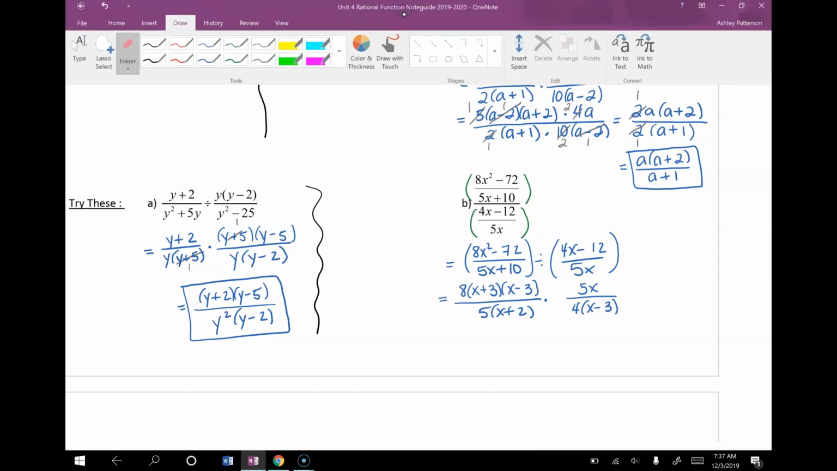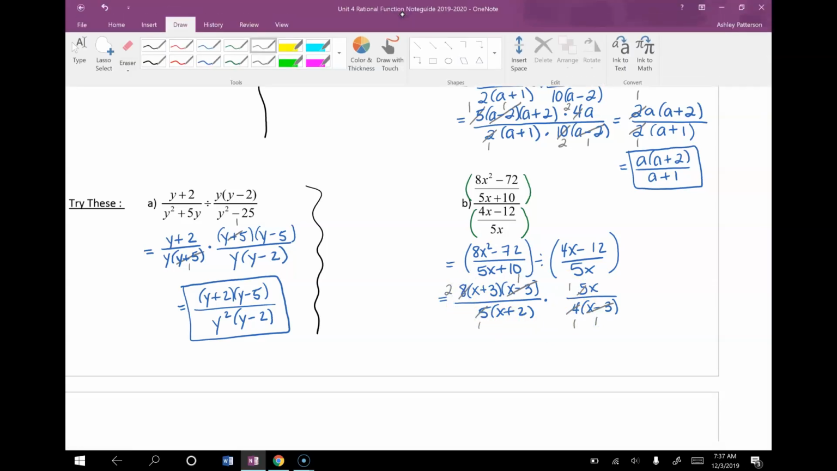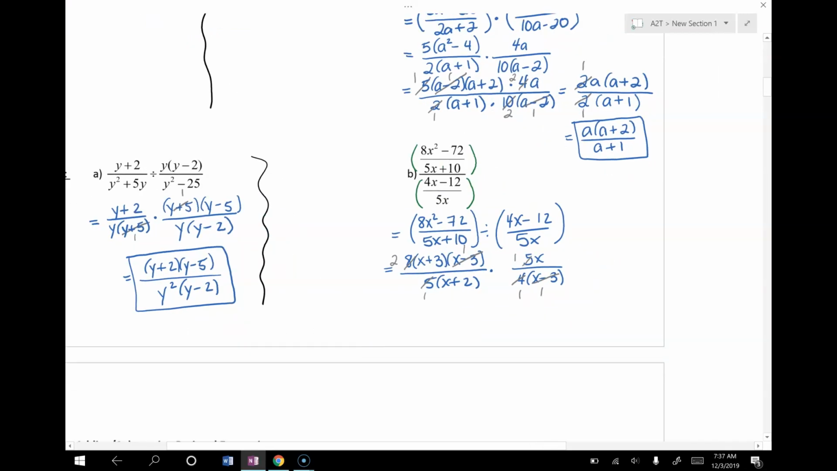Okay, and then we're going to cancel. So the x minus 3s can reduce, the 5s can reduce, and the 4 and the 8 can reduce. Again, use a different color. Use tactics that are going to make your life a little bit easier. So in the numerator, we have a 2, we have an x, and we have an x plus 3. And in the denominator, it looks like we just have an x plus 2. And it doesn't appear there's anything else for us to simplify. You cannot simplify the lone x with the x in the denominator because the x in the denominator is a binomial. So that's our final answer.